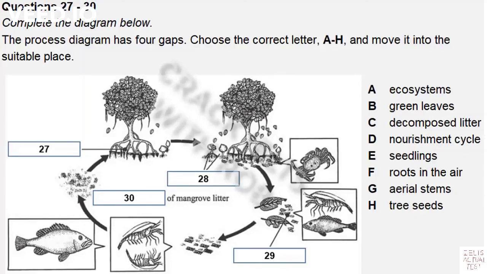Eventually, the remaining organic matter, which is now just very tiny particles, is taken up through the root system, providing nourishment for the mangrove trees. And the cycle begins all over again. Yes, that's exactly it. That's what we'll call it, the nutrient cycle of mangrove litter.